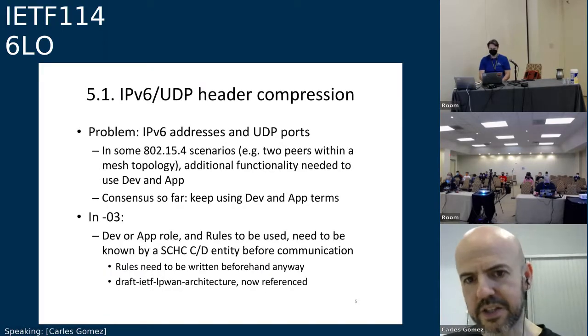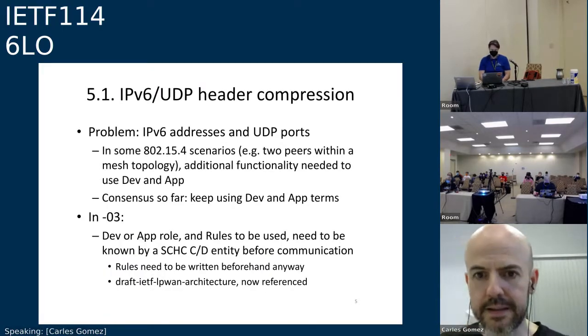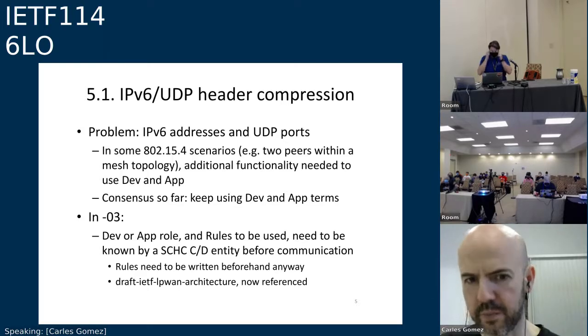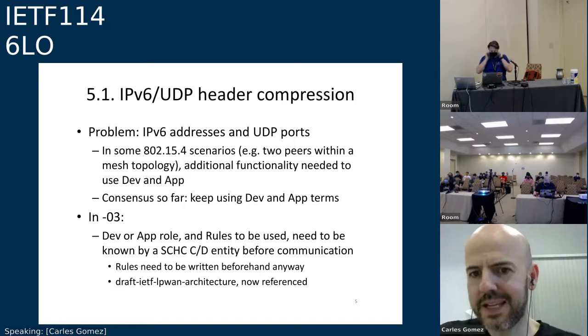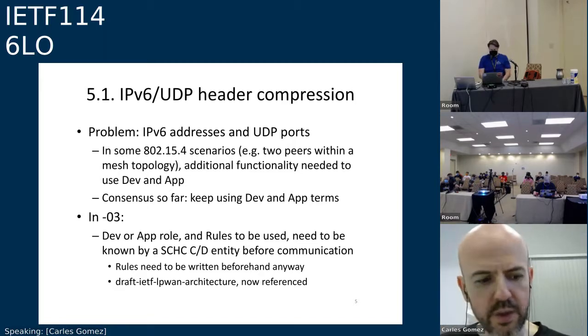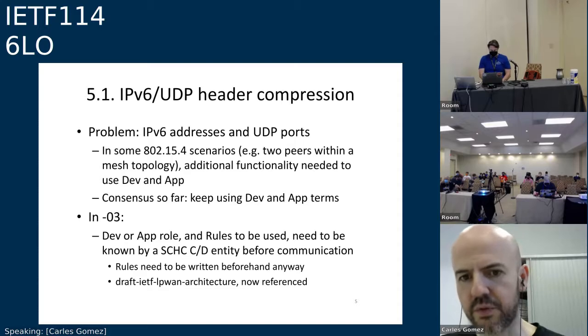There are some other scenarios in 802.15.4 where we cannot just use the same approach as is, because, for example, two peers within a mesh topology might both be candidates to be considered Dev. So then who is Dev, who is App? This is the problem. The consensus so far has been to try to stick to the Dev and App terms because they are very much at the core of SCHC and they still allow this optimization of using a single rule for compression in both directions.